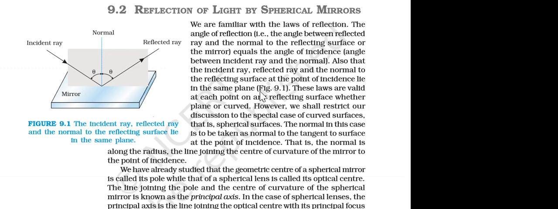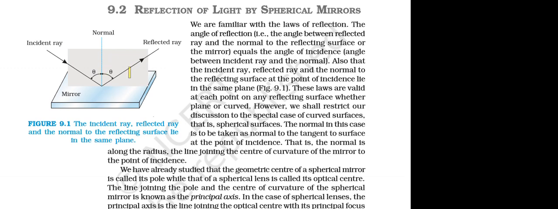So now we learn about reflection of light by spherical mirrors. First we will learn about reflection on a plane surface. We can just look into this diagram. In this diagram, we have a plane surface. This is a plane surface which is basically taken as a mirror.